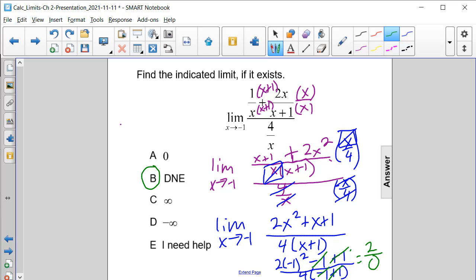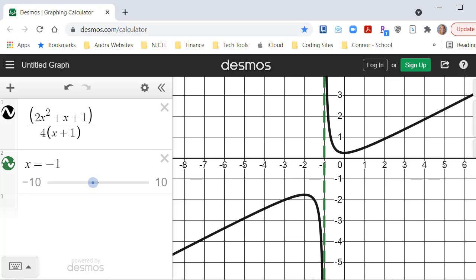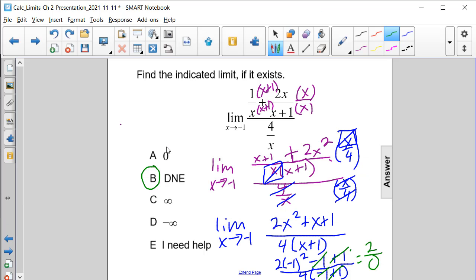Let's actually look at the graph of this. If I switch over, this was the simplified version of our function, and we can clearly see that we have an asymptote at -1. If we approach -1 from the left, we would approach -infinity, and if we approach -1 from the right, it would go to +infinity. Since these limits do not match, the limit here does not exist. So this confirms our answer indeed does not exist.